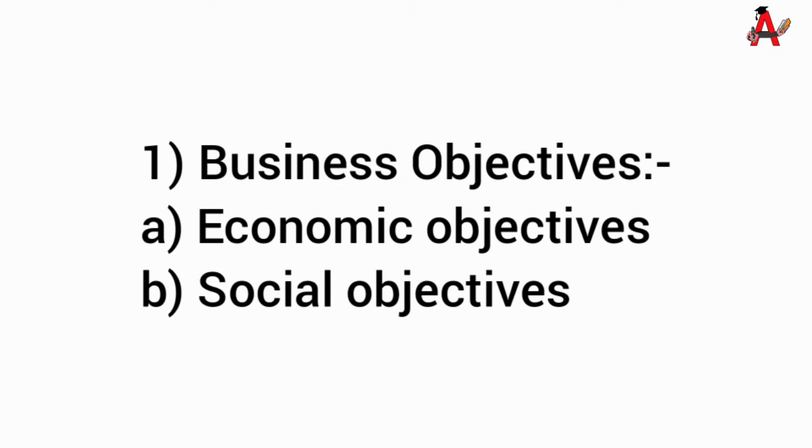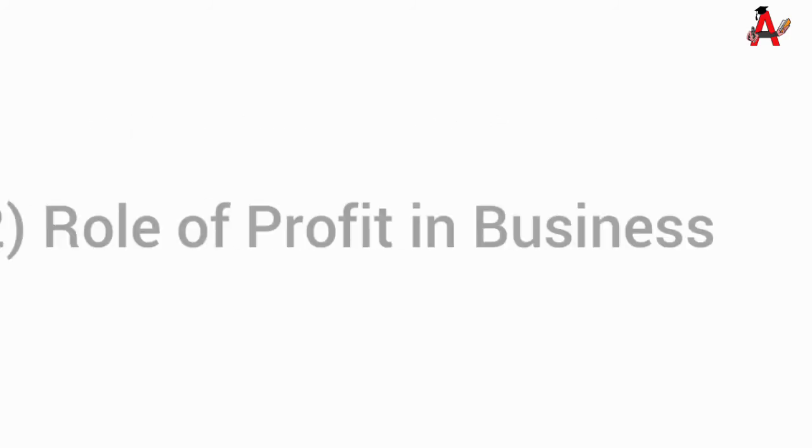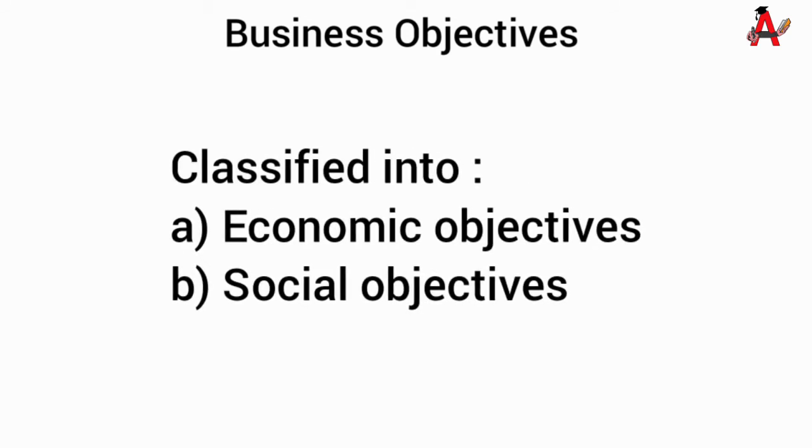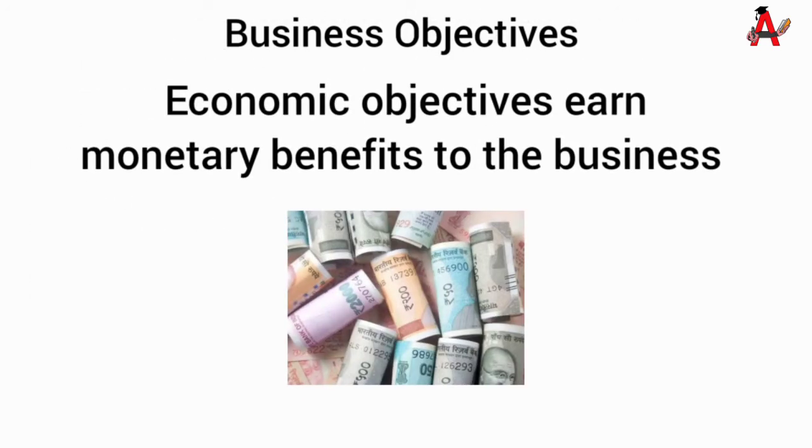In the second part, we are going to discuss the business objectives, that is economic as well as social objectives, and the role of profit in business. Let's start with business objectives. Businesses are classified into two kinds of objectives. First is economic objectives and second is social objectives. Economic objective means those objectives which earn monetary benefits for them.